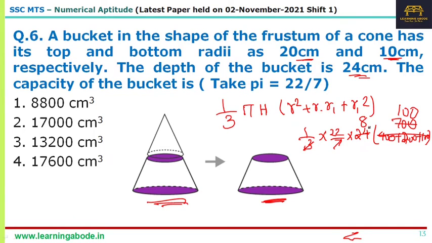Now 22 into 8 is 176, 100, 17,600. Answer option 4, 17,600 centimeter cube is the answer for the 6th question.